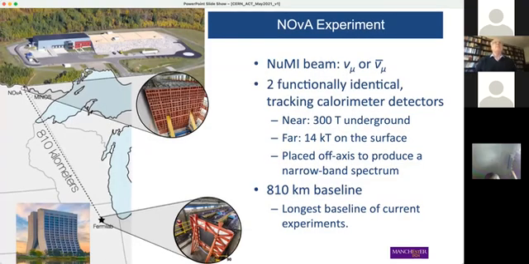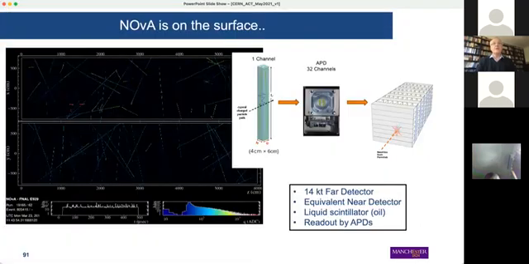For the NOvA experiment, this is shown again here. You have two functionally identical tracking calorimeter detectors. The near detector is about 300 tons. The far detector is 14 kilotons, and it's on the surface. So this is going to be a challenge. Normally they would be underground, but here it's on the surface. And again, it's placed off axis to produce a narrow beam spectrum. And it currently has the longest baseline of any experiment.